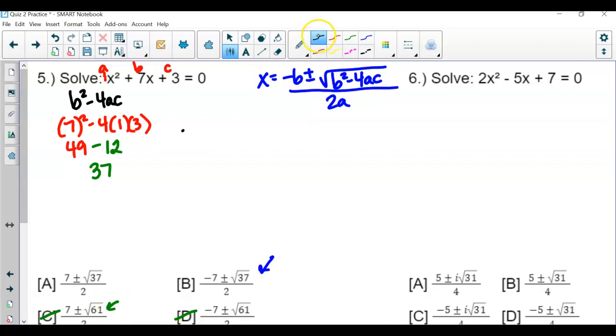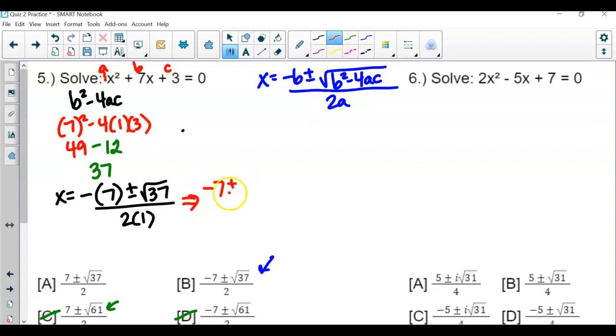So here we've got x is equal to negative b, which is negative 7, plus or minus the radical 37 over 2 times a, or 2 times 1. So notice how here I do need in my numerator negative 7 plus or minus radical 37 over 2. So that's why the answer is B.